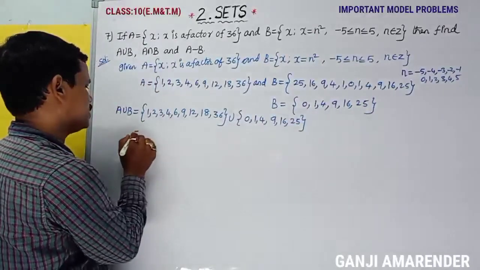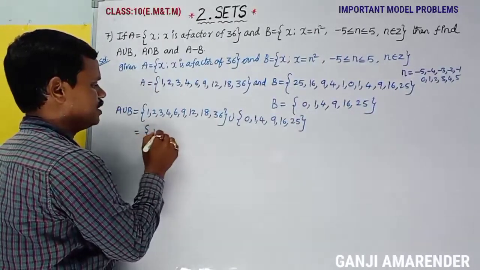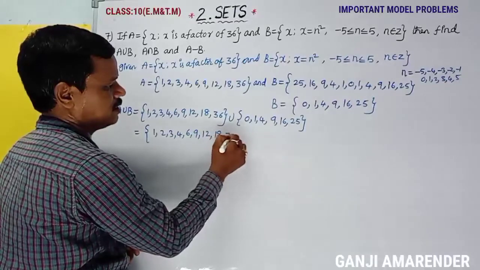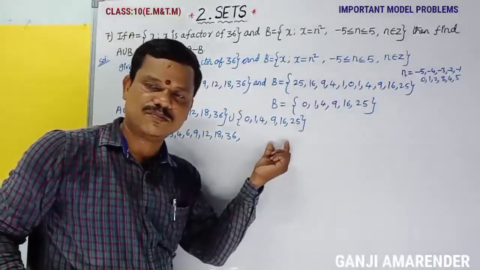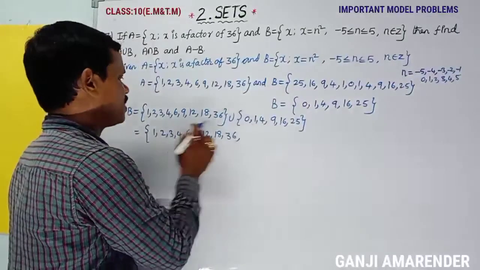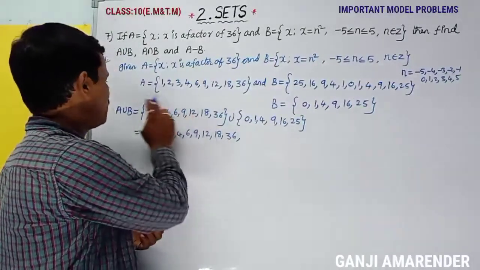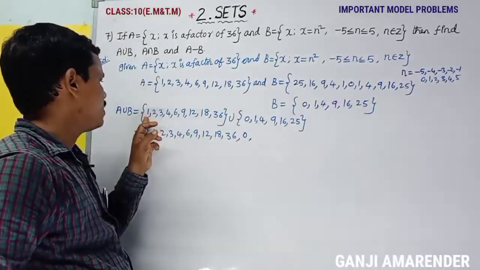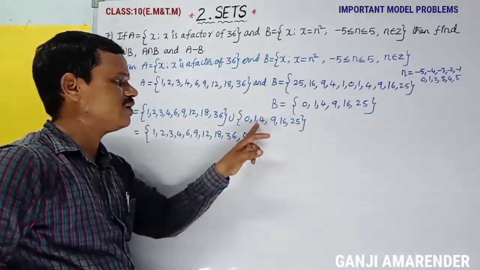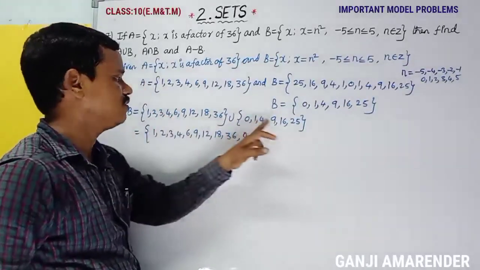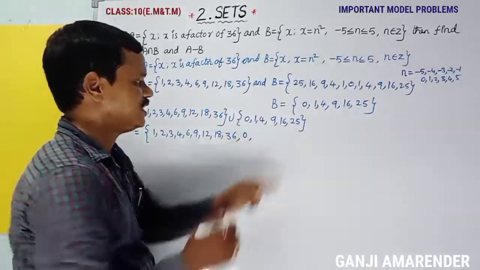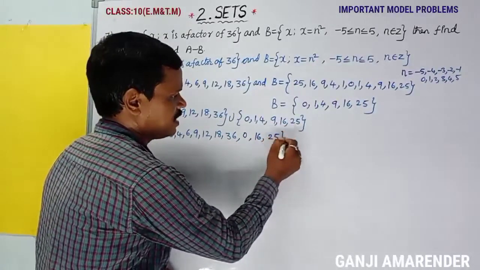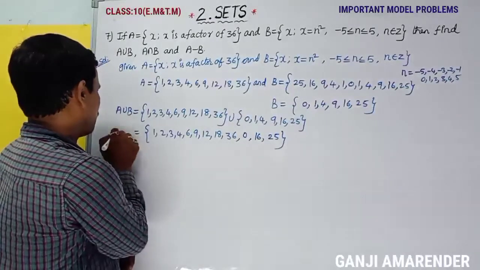Okay, A union B means write all the elements of set A: 1 2 3 4 6 9 12 18 36. Now write the elements of set B, but repeated elements we don't write. 0 is not an element of A, so write the 0. 1 is an element of set A, so we don't need to write 1. 4 is an element, 9 is an element. Next, 16 is not an element of set A, so 16. Next 25. This is A union B.